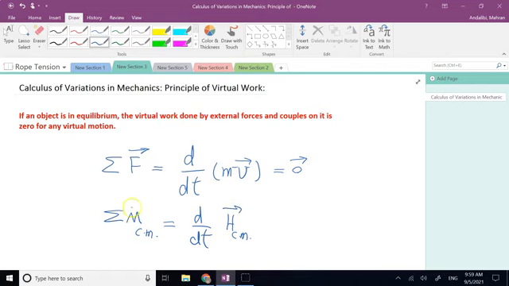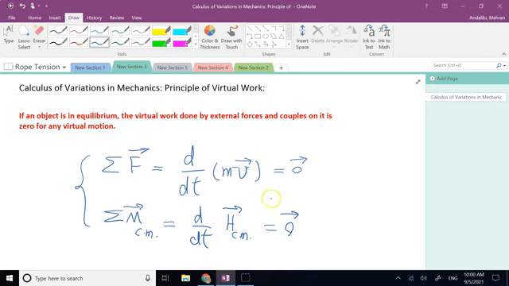Which you know is equal to I times omega, so the derivative of that will be I times alpha. And if there is no angular motion, this also is equal to 0. And this is valid not only for the center of mass of the rigid body, but for any other point in 3D space. So the sum of the forces equals 0 and the sum of the moments about any arbitrary point equals 0. This is all we use in statics all the time.